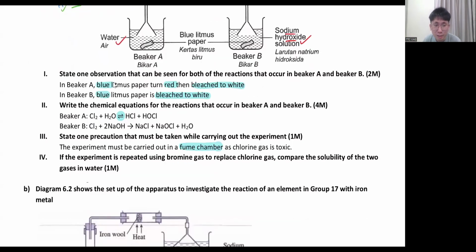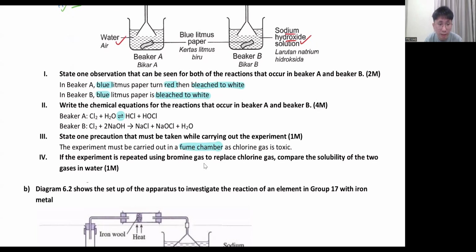Okay, then if the experiment is repeated using bromine gas to replace chlorine gas, compare the solubility of the two gases in water. So guys, now you change from chlorine to bromine. Talking about solubility is the same as reactivity. So I told you, group 1, going down, getting more reactive. Group 17, the reverse, going down, gets less reactive. Why? Because group 17 are trying to gain electrons. While they go down, the more shells make it harder to gain electrons.